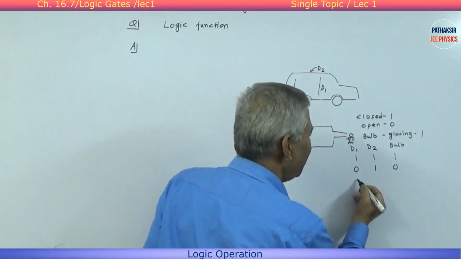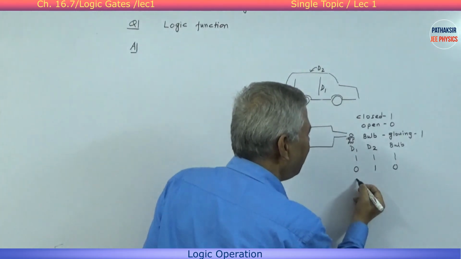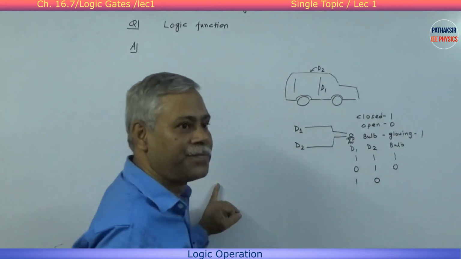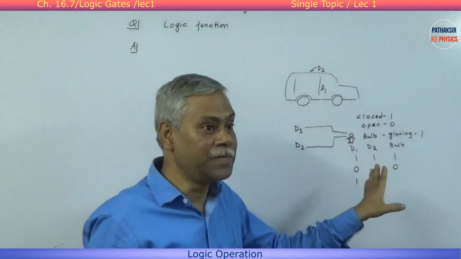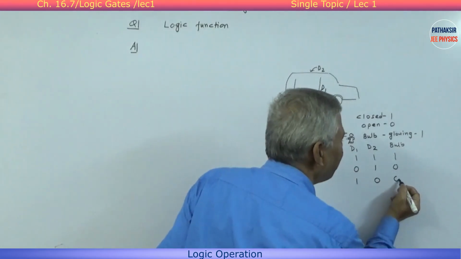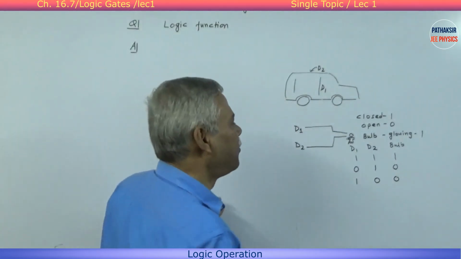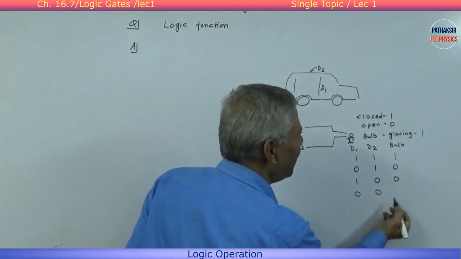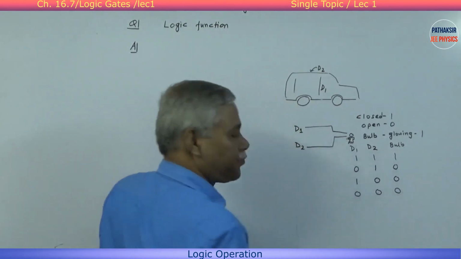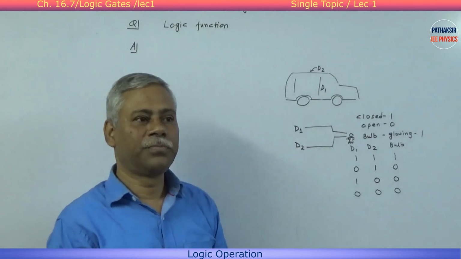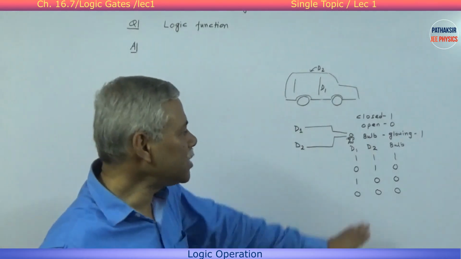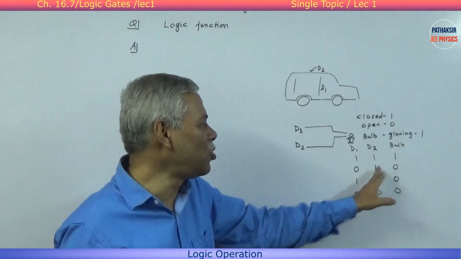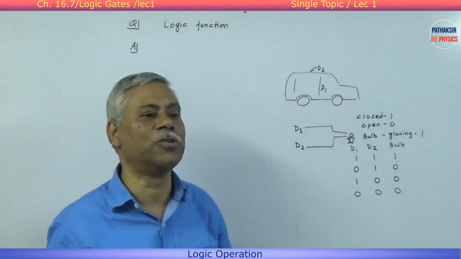Then door 1 is closed, door 2 is open. Okay, the bulb should not glow. Okay, 0. Then door 1 is open, door 2 is also open, bulb should not glow. Okay, so follow this sequence: 1 1 1 0 1 0 1 0 0 0 0 0.